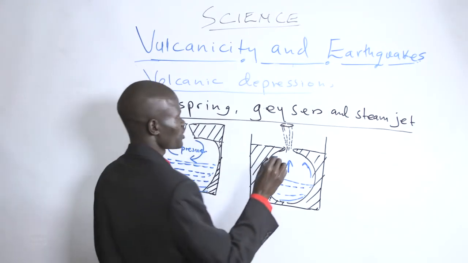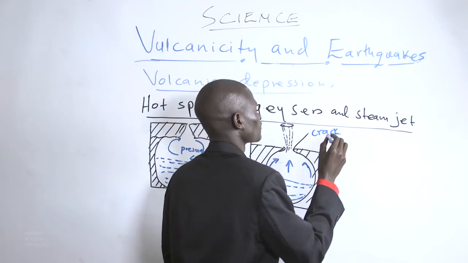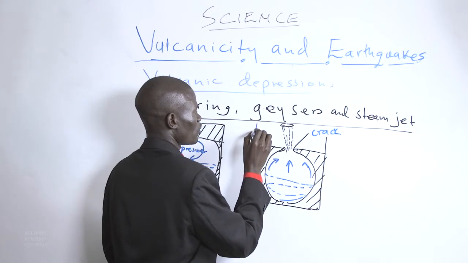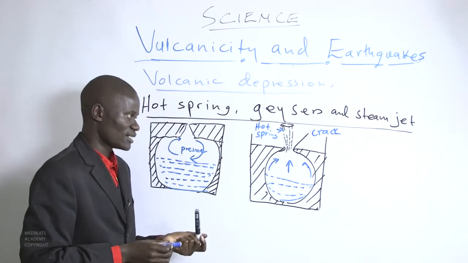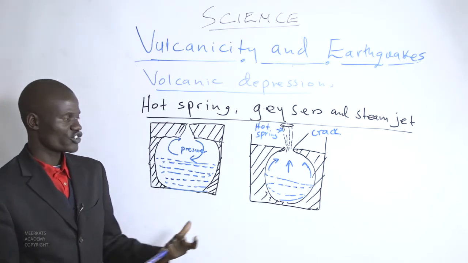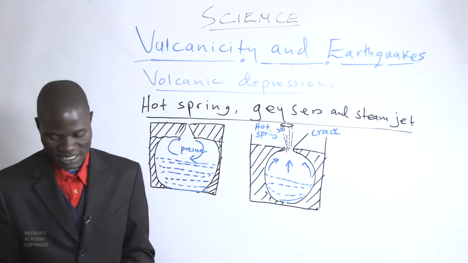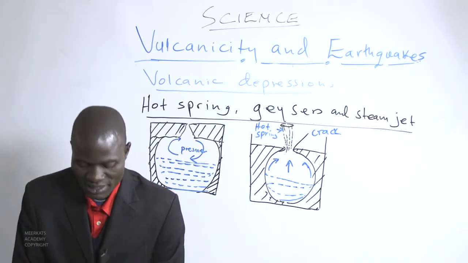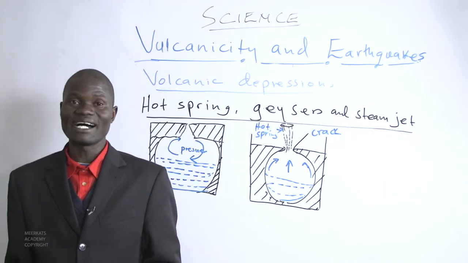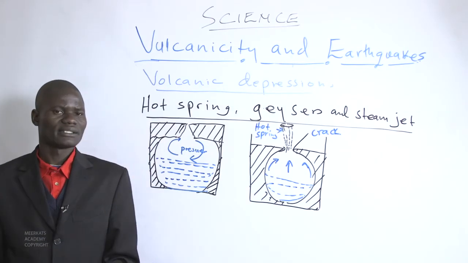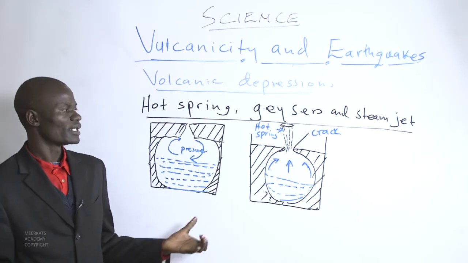And this is through a small crack or the fissure over which a hot spring is formed. This is a spring of water that is jutting out from the earth surface just naturally. Hot springs and steam jets are also indicators of the presence of magma underground, and that is very significant. When we look at this, we'll be able to understand.